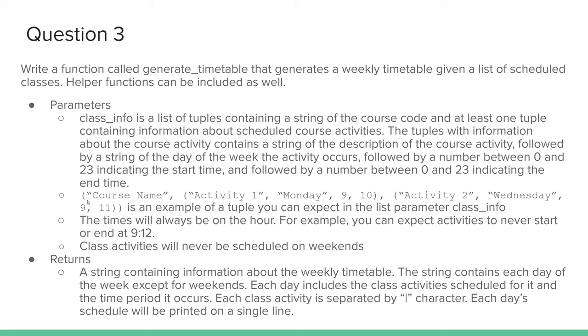And this function should return a string containing information about the weekly timetable. The string contains each day of the week except for weekends, and each day includes the class's activities scheduled for it and the time period it occurs. And each class activity is separated by this, I'm not sure what this character is called, but this long line character. And every day's schedule will be printed on a single line.